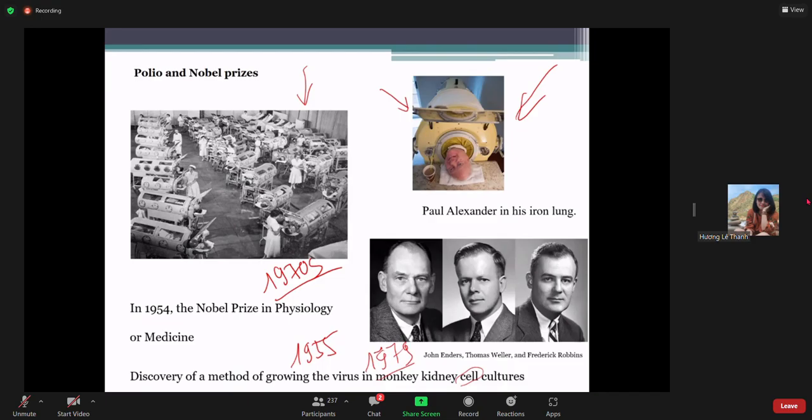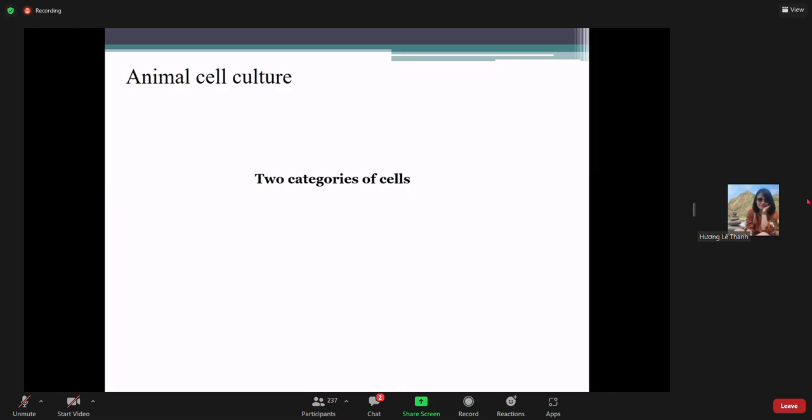In this lesson, we study animal cell cultures, bacterial cell cultures, viruses and how we culture the virus, and lastly, how we can culture plant cells. So first, the animal cell cultures: we only discovered the techniques to culture animal cells from the 1970s. To culture animal cells, we have two categories of cells: primary cells and established cells.